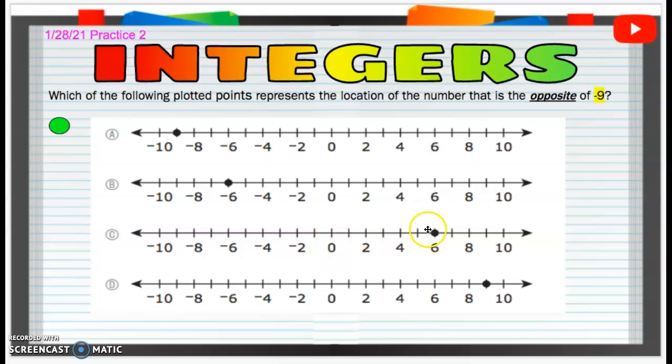C, that's at +6. What are they doing? Just turning it around? Turning it upside down? And then D, oh yes, between 8 and 10, that's a 9. So we're just going to drag that green circle over letter D, and that's going to be it for our practice number 2. Great job.